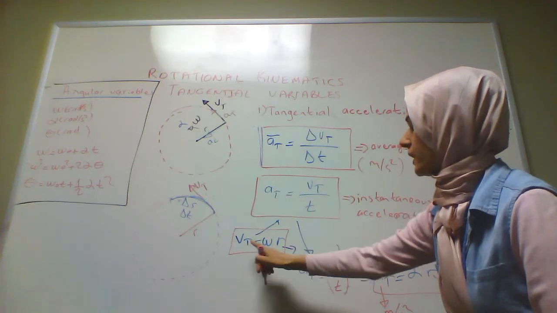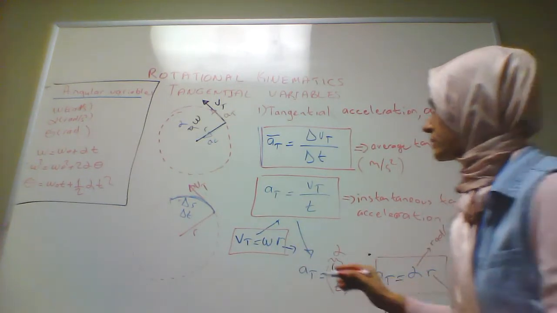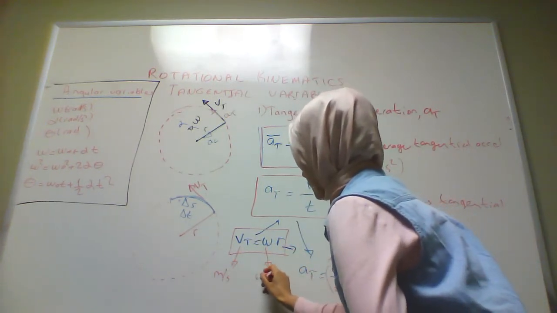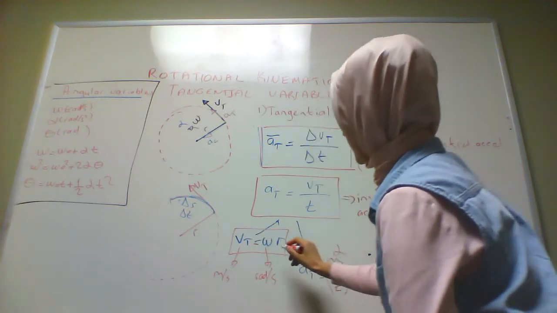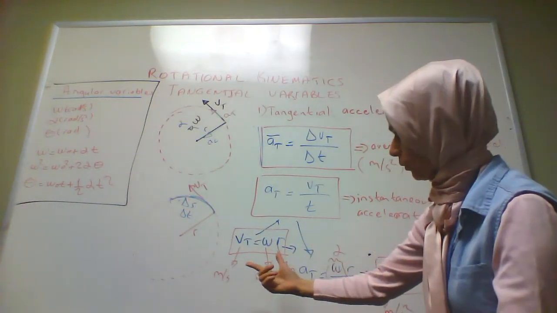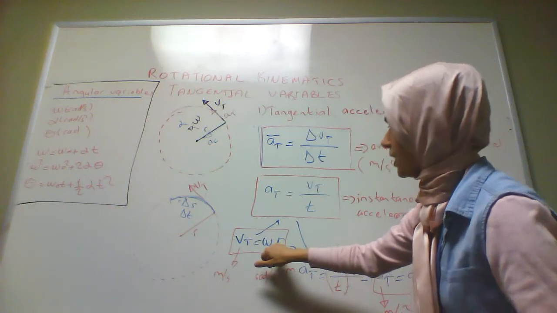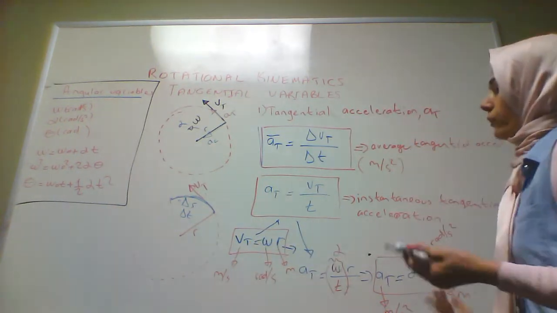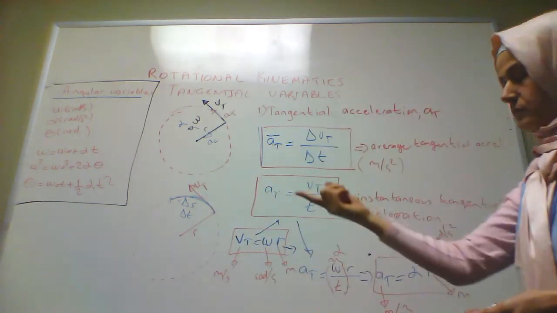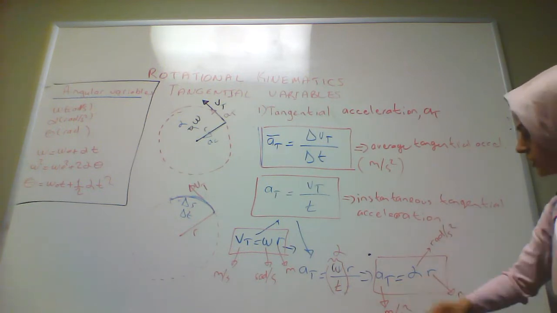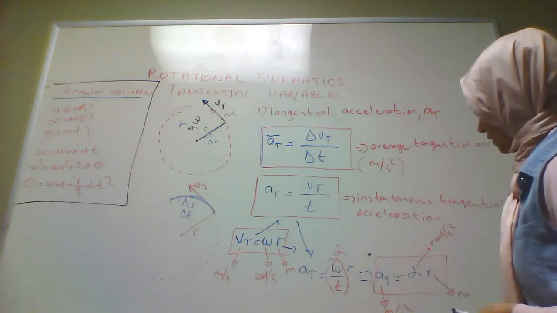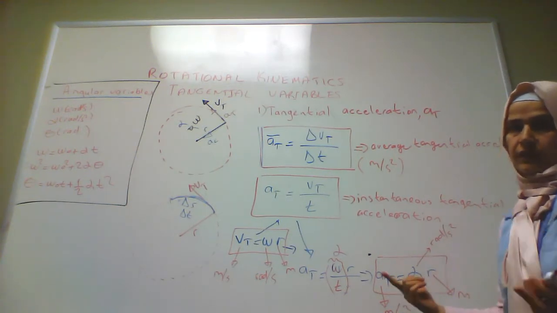Vt, tangential velocity, is equal to angular velocity times R, which always holds, and the unit is meters per second for tangential velocity, rad per second for angular velocity, and meters for R. If I know two values, I can find the third one. If I know Vt and R, I can find omega. Or if I know omega and R, I can find Vt. Or if we know the angular velocity and tangential velocity, we can find the radius of the circular motion. And here it's very similar. Tangential acceleration is equal to angular acceleration times R. And we can find values depending on which one we know. If we know two of these, the third one can easily be found.